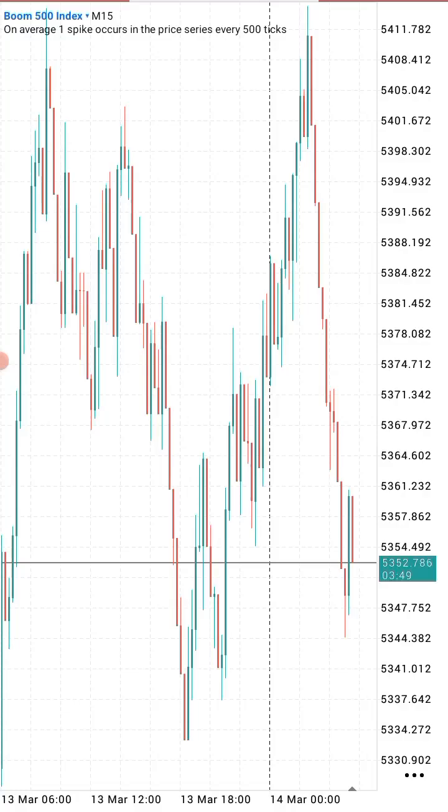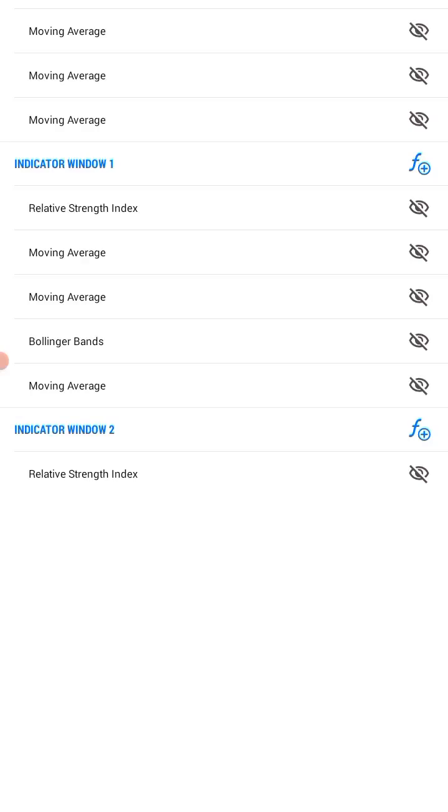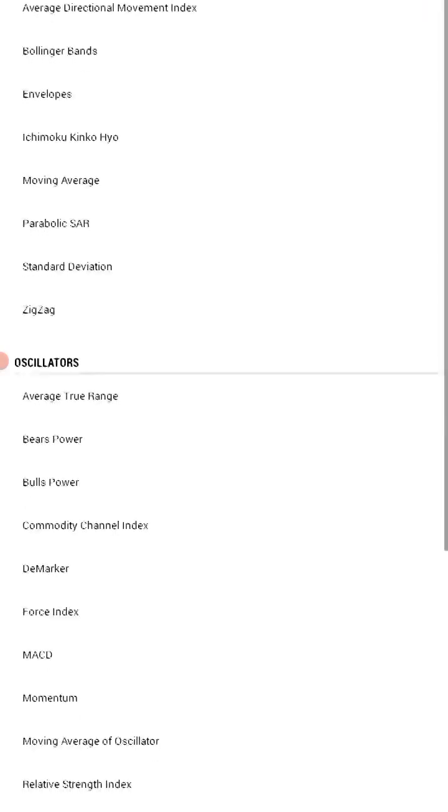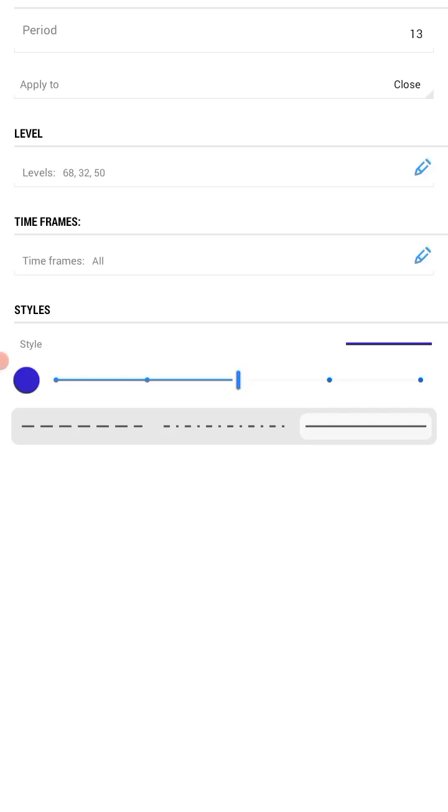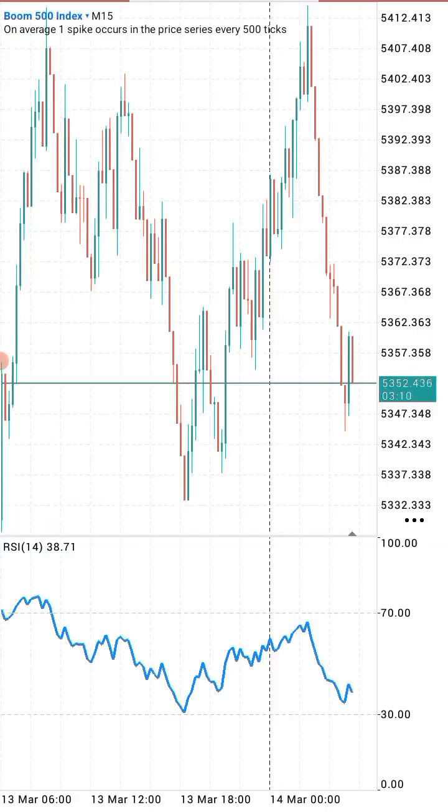Now, first of all, let's understand what RSI is. RSI is an indicator that measures market momentum on a scale from 0 to 100. There are two key levels which RSI provides for traders, and we should all look at them. Now, let's go to RSI. This is RSI. Look at it. These are the levels, and this is how RSI looks.